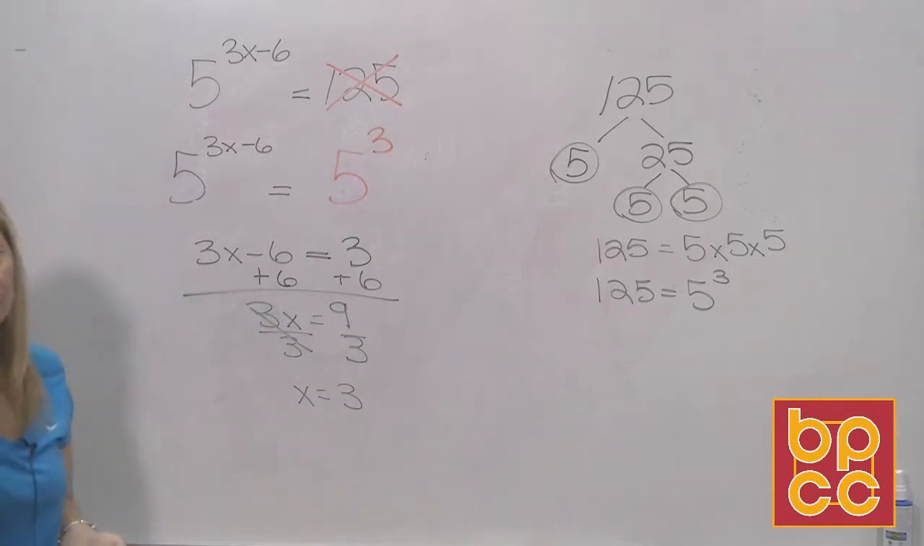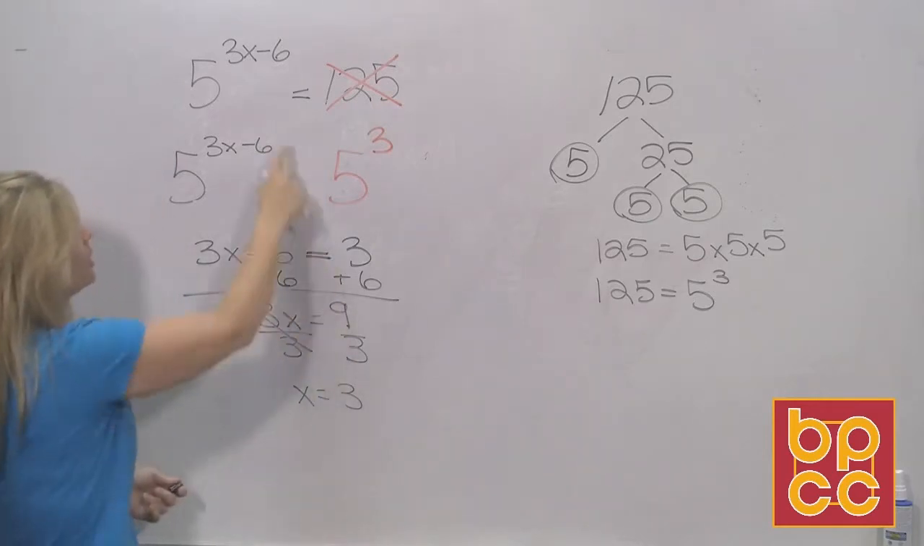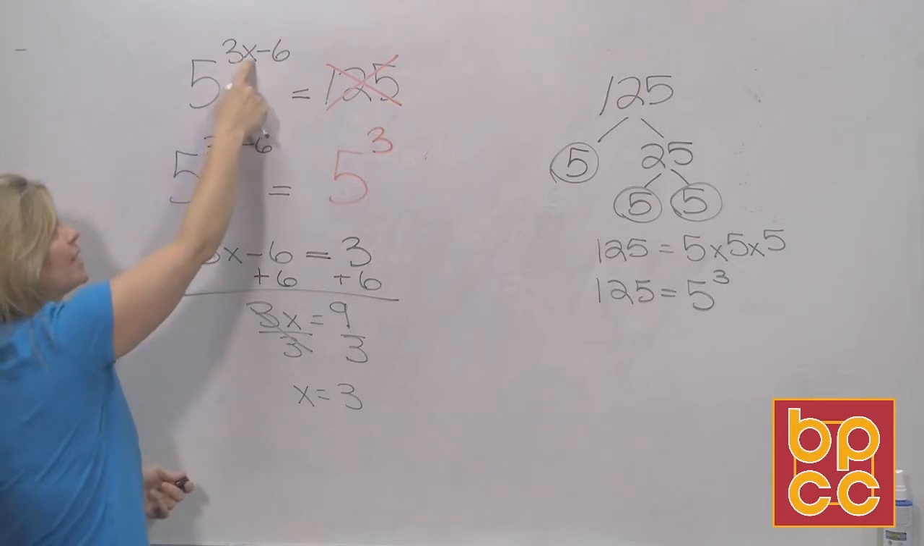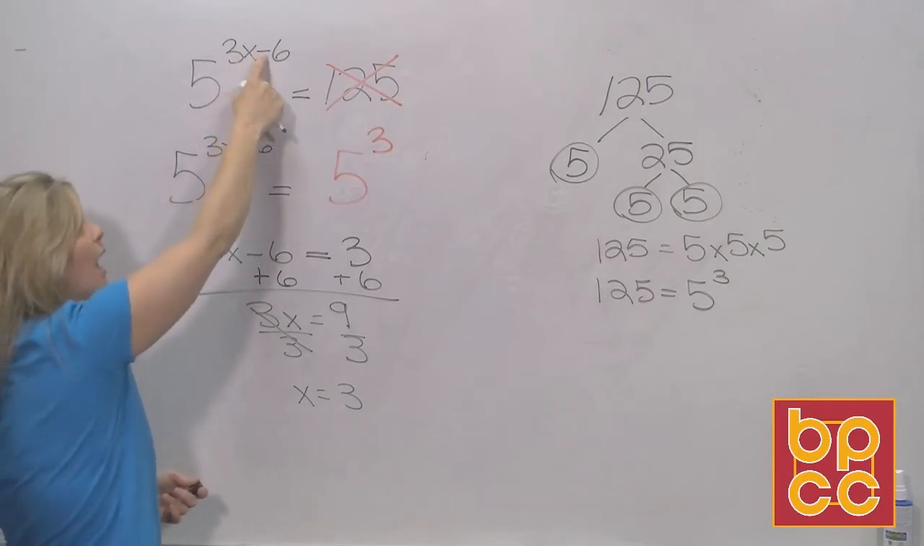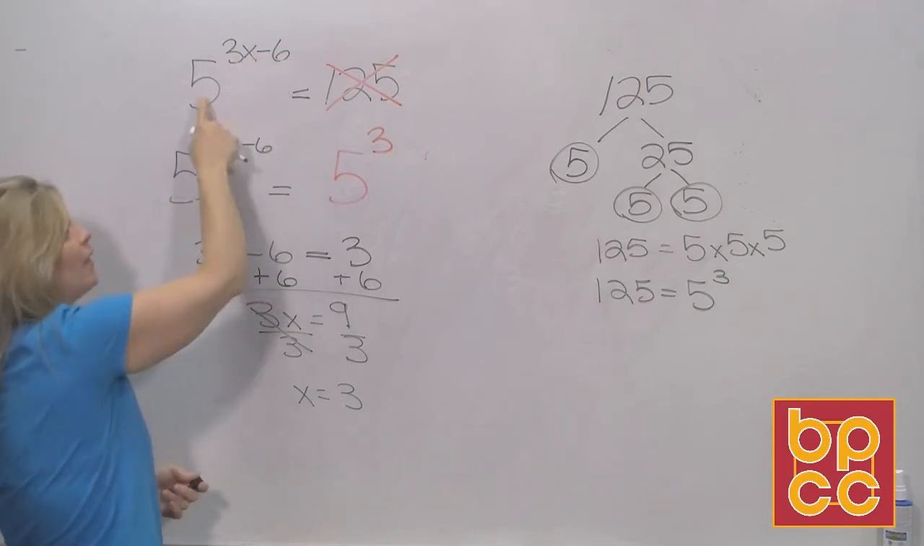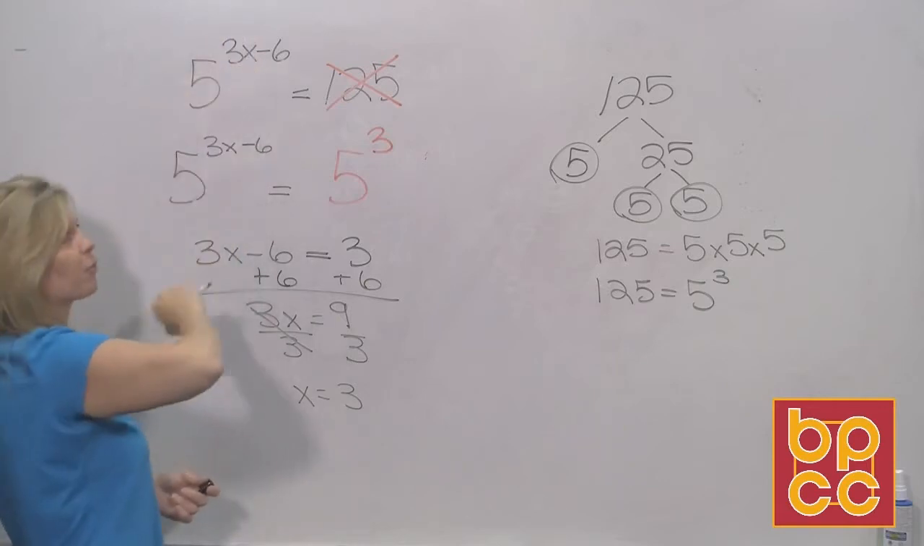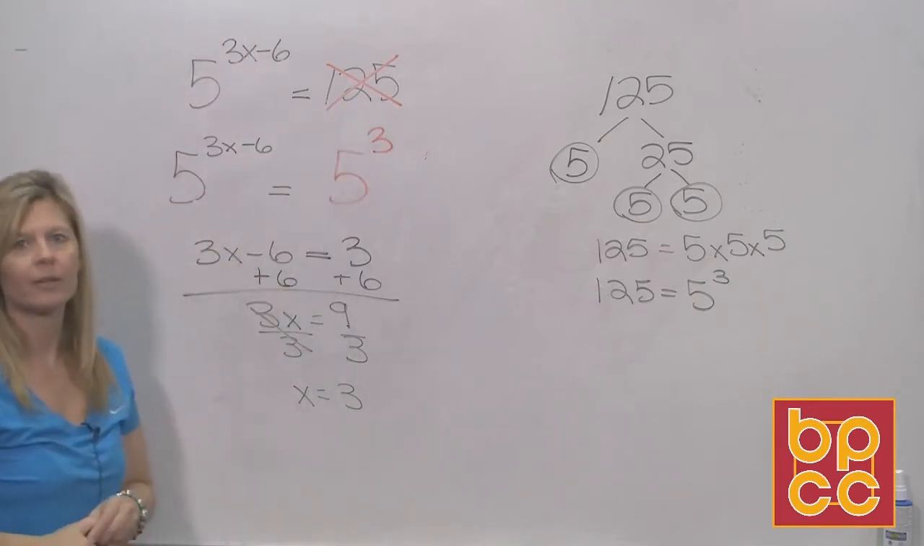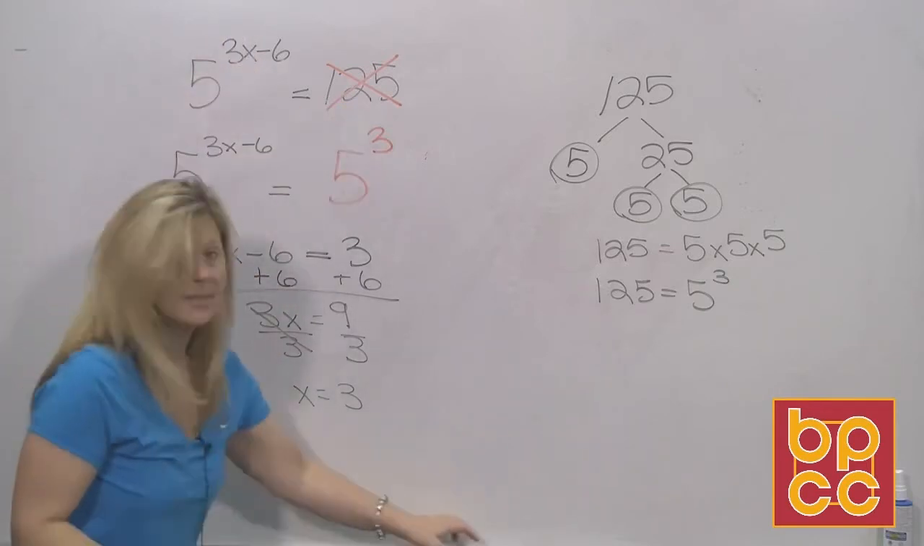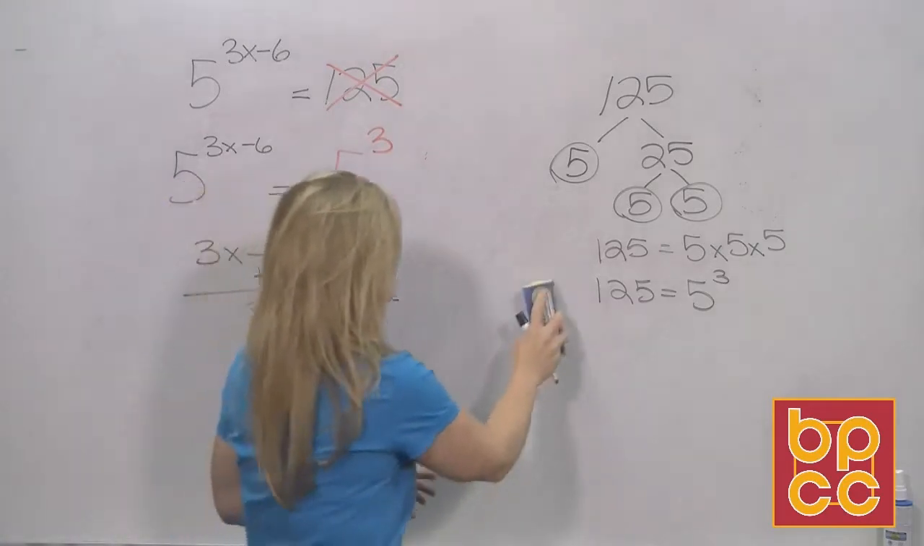Now let's do a mental check. Let's take 3, substitute in the original. 3 times 3 is 9. 9 minus 6 is 3. If you have 5 with an exponent of 3, would it be 125? It sure would. See how simple that was? All right, let's try another one.